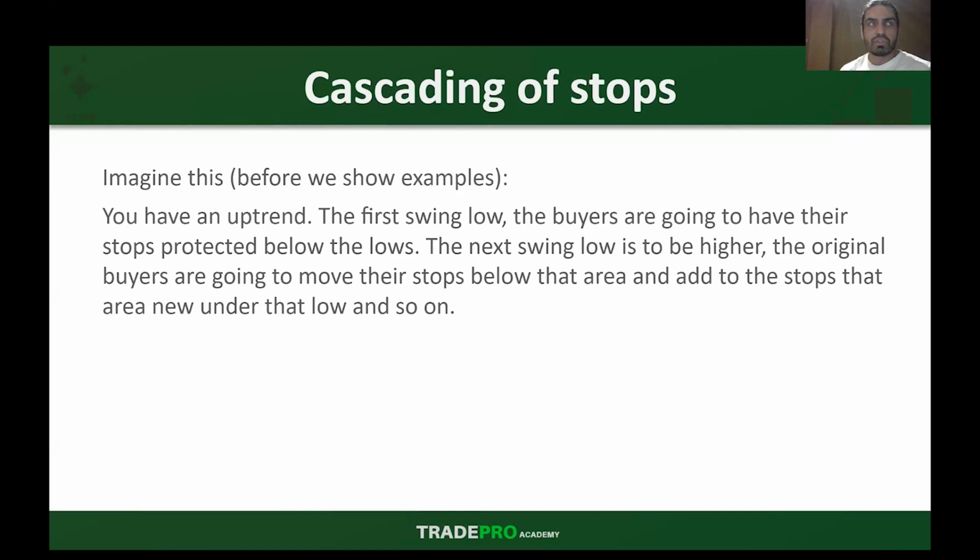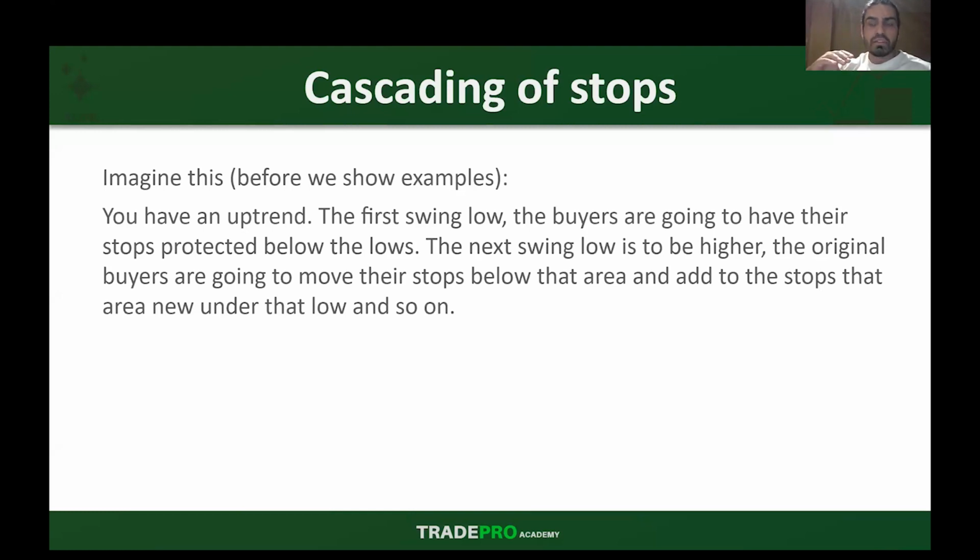Let's say at the first swing low, you have a massive amount of buyers coming in. Those buyers, number one, create the swing low. Number two, they throw their stops below that swing low to protect themselves. Then you get a run to the upside, it pulls back, and then you have a higher swing low.